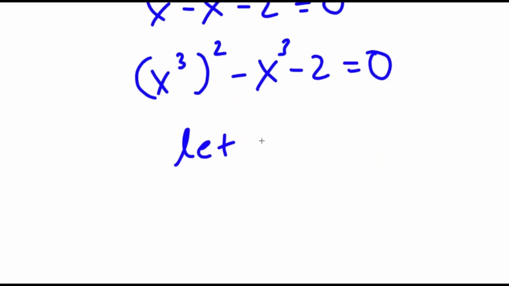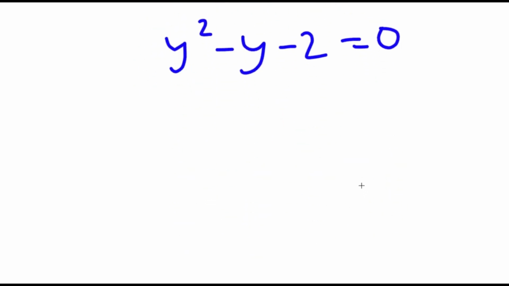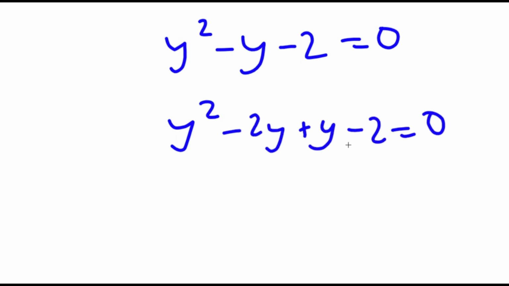Now I'm going to let x to the power of 3 equal to the variable y. So now if I substitute in y for x to the power of 3, I get y squared minus y minus 2 is equal to 0. So now I'm going to factor this by rewriting this as y squared minus 2y plus y minus 2 is equal to 0.